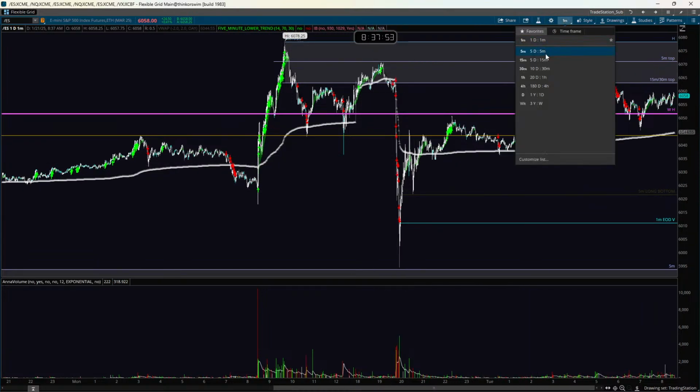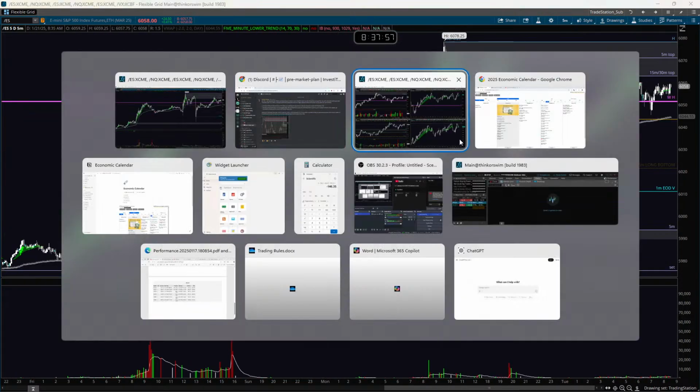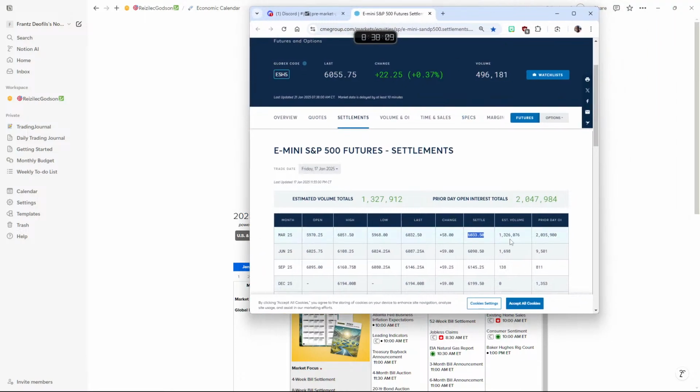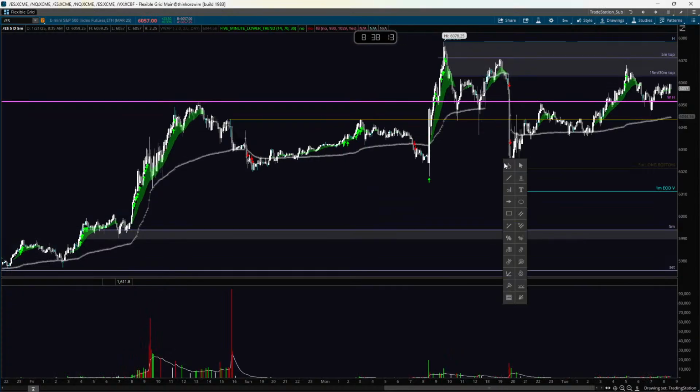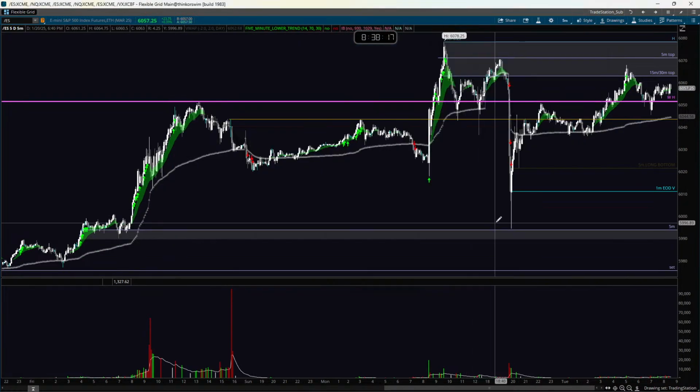Go back to the 5. We're going to add settlement price. Settlement price is 6. Settlement price. This is from the 17th. Right, from this day here.